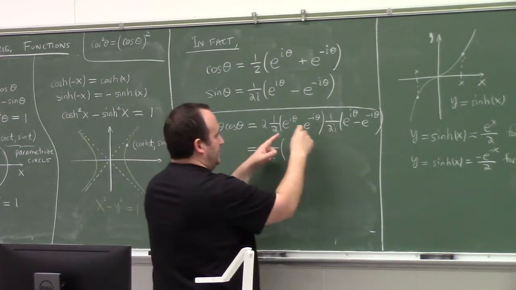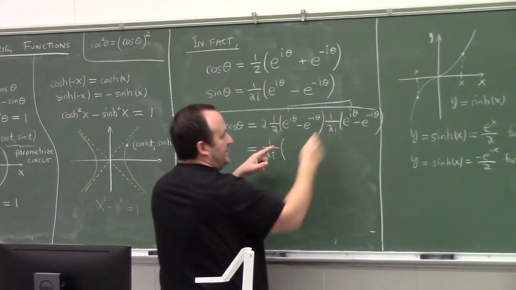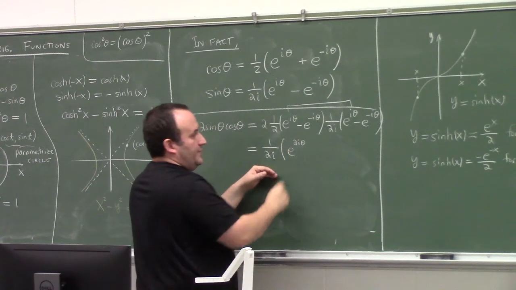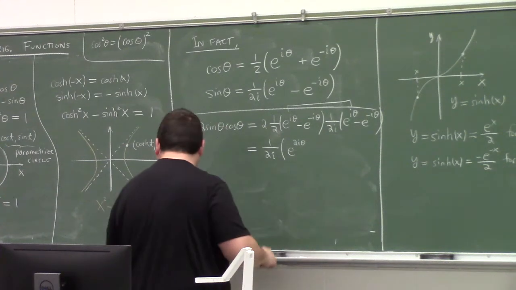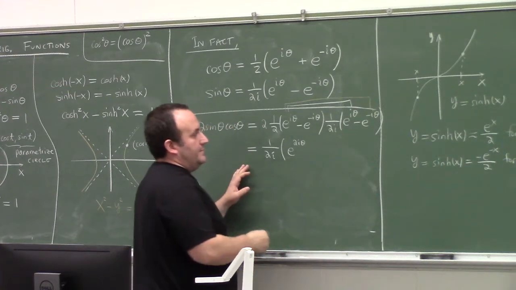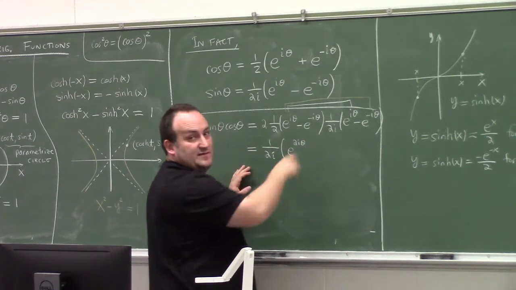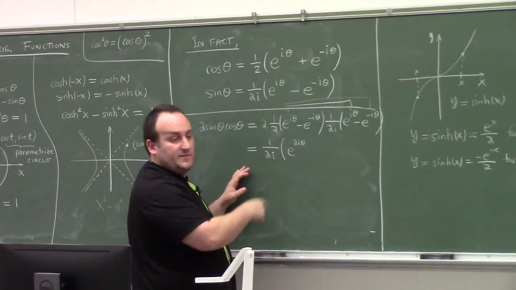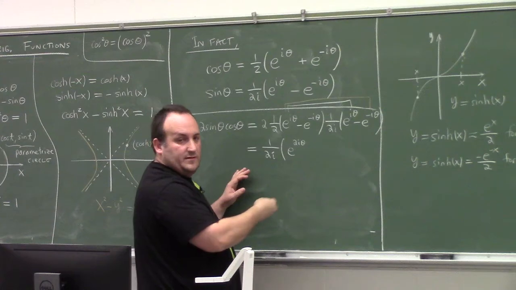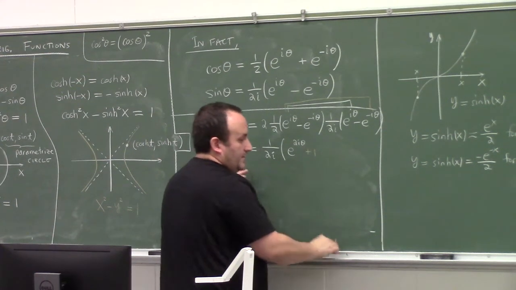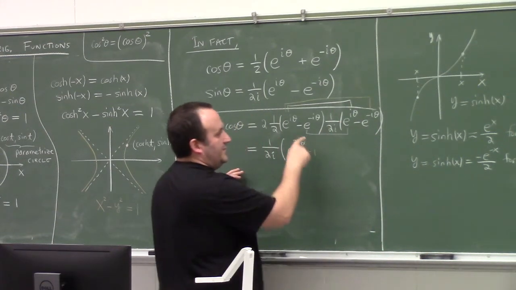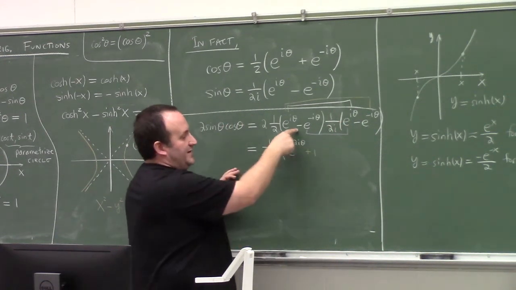And then just FOIL, multiply like usual. What's e to the i theta times e to the i theta? Well, that's e to the 2i theta. What's e to the i theta times e to the minus i theta? Should be e to the 0, right? Because we add i theta minus i theta, so we get e to the 0, which is 1, so plus 1. And then what about e to the minus i theta times e to the i theta? Well, that's also 1, but you've got a minus, so we get minus 1.